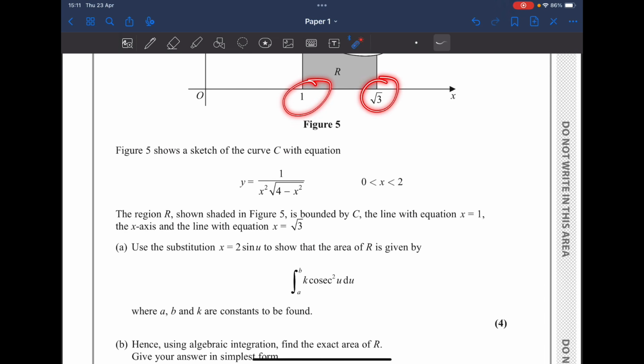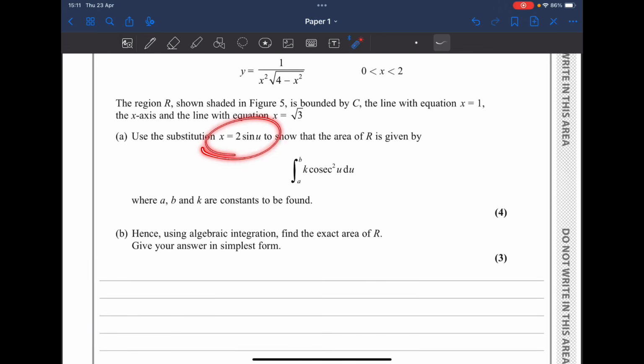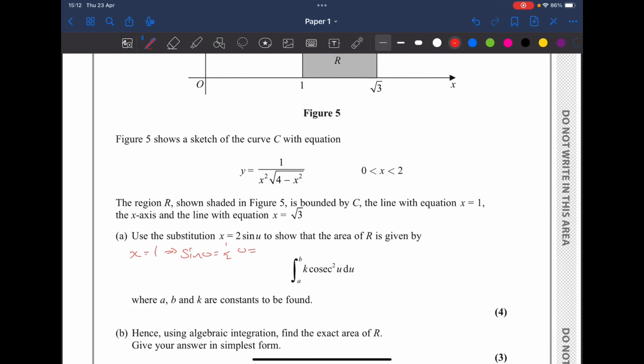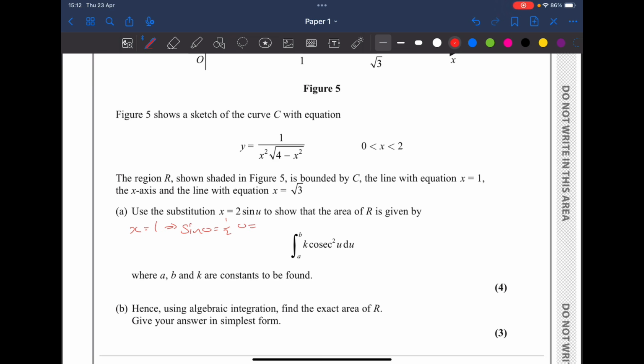So this is from 1 to root 3. x is going to be 2 sine u. So firstly, let's make x equal to 1. So sine u would be a half. So u is whatever the inverse sine of a half is. Does it have a nice inverse? I think it does. Yeah, inverse sine of a half is pi on 6. And if we make x equal to root 3, then sine u is going to be root 3 on 2. So u will be pi on 3, sorry. This is 30 degrees and 60 degrees.